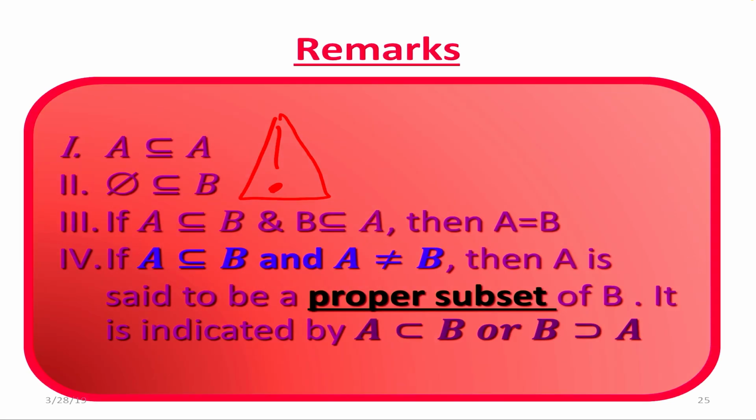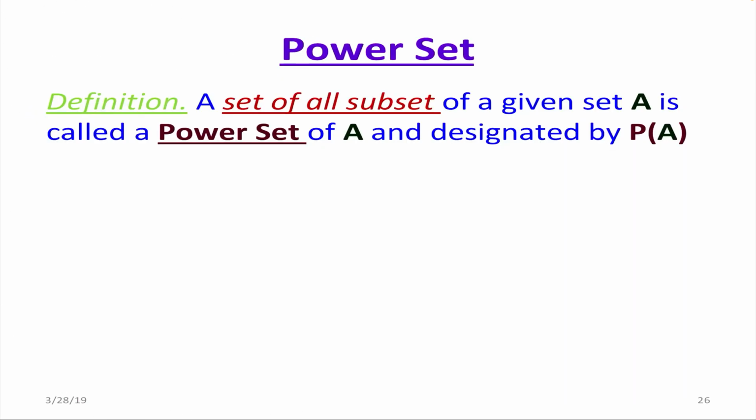The last one, if A is a subset of B and A is not equal to B, then A is said to be a proper subset of B. It is denoted by A, then the symbol for proper subset. It's very similar to strict less than or strict greater than.